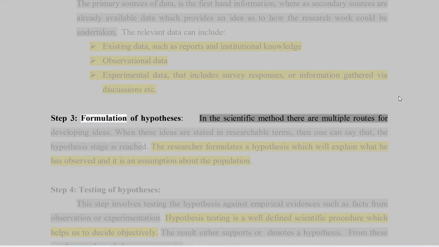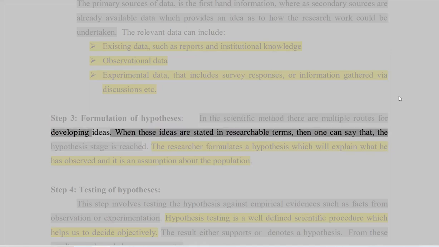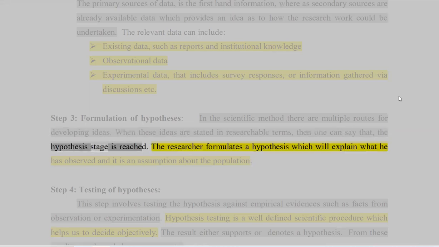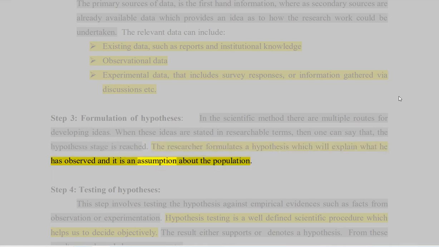Step 3: Formulation of hypotheses. In the scientific method, there are multiple routes for developing ideas. When these ideas are stated in researchable terms, then one can say that the hypothesis stage is reached. The researcher formulates a hypothesis which will explain what he has observed, and it is an assumption about the population.